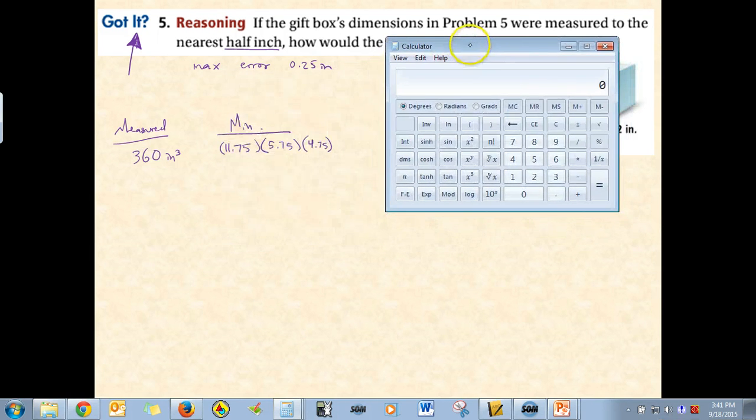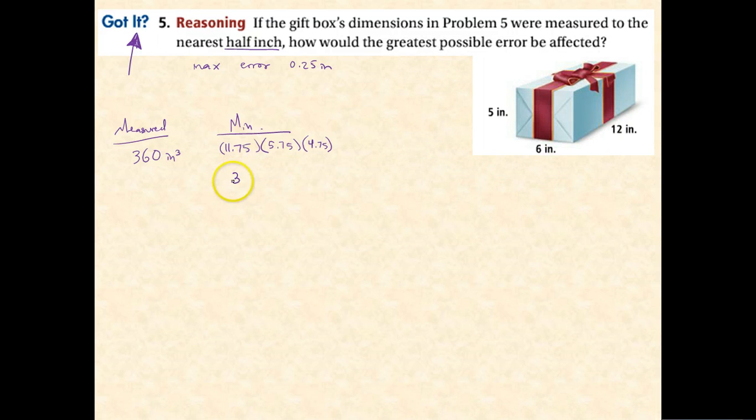What's my volume? 11.75 times 5.75 times 4.75 is 320.921875. That's what it was, right? You should have said something.